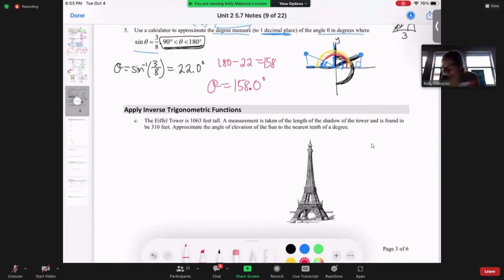Now we're going to apply inverse trig to some type of problem, and this one's about the Eiffel Tower. How interesting! I've never been. Wish I had, but maybe one day. So the Eiffel Tower, they're telling us, is 1,063 feet tall.